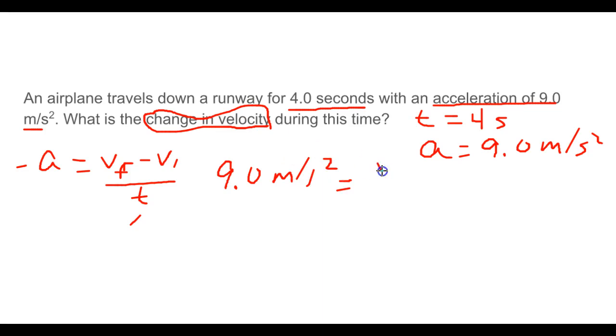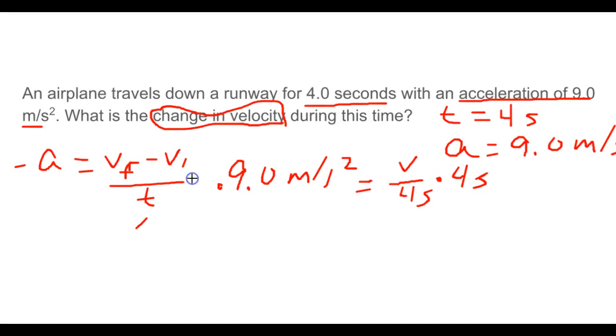I'm just going to write it as V because I know that I'm looking for the change. I'm not looking for the actual either one of the top parts. And then the bottom here is going to be 4 seconds. So to answer this, to finish this equation, I would multiply both sides by 4 seconds.